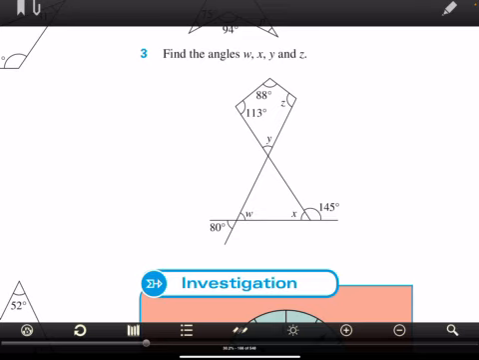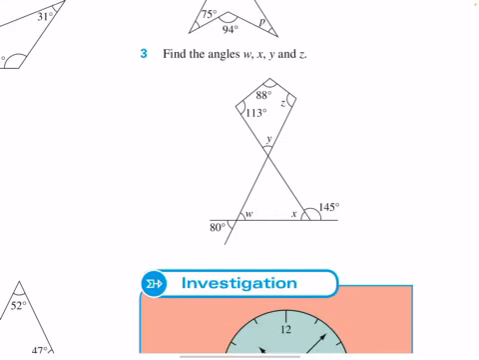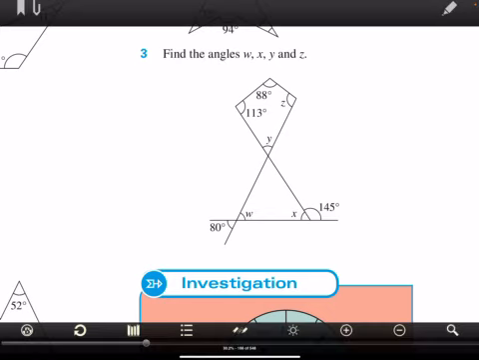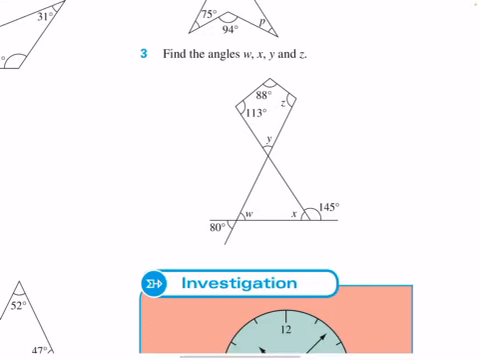But if w is 80, it can be opposite. So this x can be 80 also. No, because you have 150. 180 minus 45 is not 80. But how do I get this? This x is 35. This is 80, that is 35.